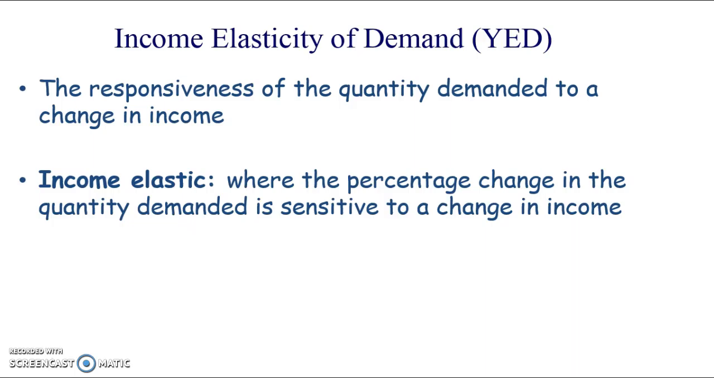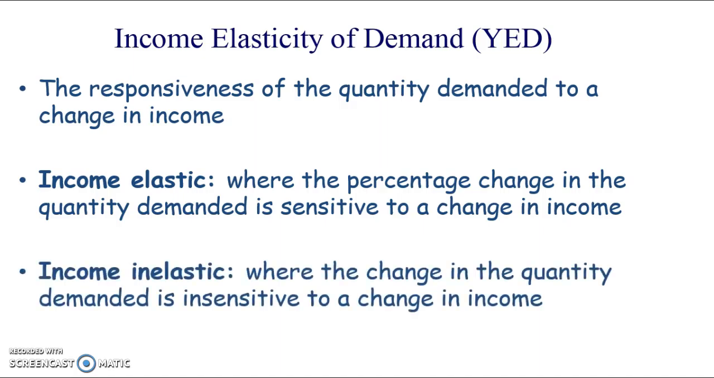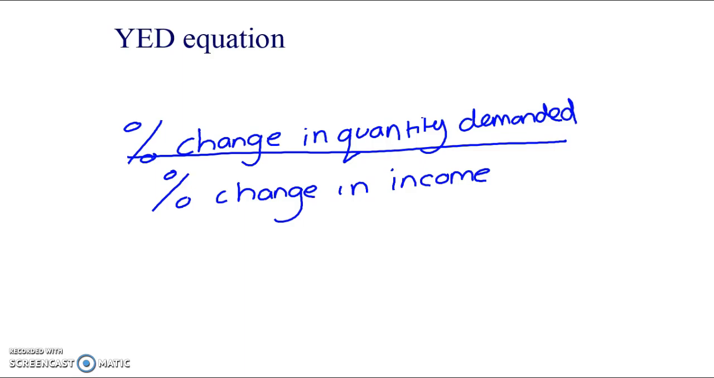So income elastic is where the percentage change in the quantity demanded is sensitive to a change in income, and income inelastic is where a change in the quantity demanded is insensitive to change in income. So it's the same as with PED. If something's income elastic, just like it's price elastic, it's going to start with a number, 1, 2, 3 point something. If it's income inelastic, it's going to start with a 0. So the equation is very similar to PED, but the only thing that has changed here is, rather than dividing by percentage change in price, we're dividing by percentage change in income.